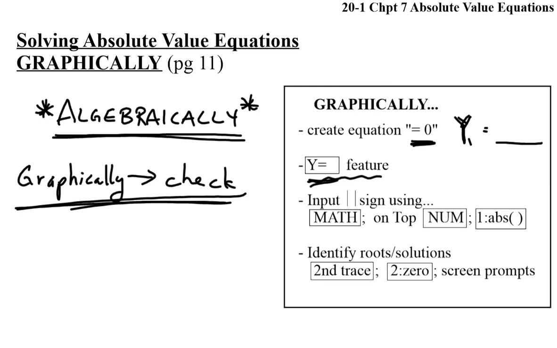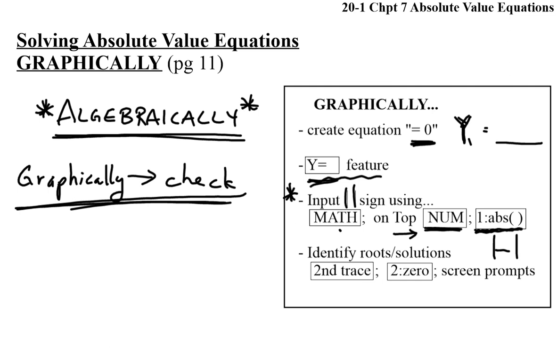Now a little bit different is if you want to input an absolute value sign, you're going to hit the math button, and on the top of your display you want to scroll to the right once, so you highlight num, which will then give you the option to choose 1, abs, and when you hit that, a set of absolute value brackets will show up and you can punch inside of that.